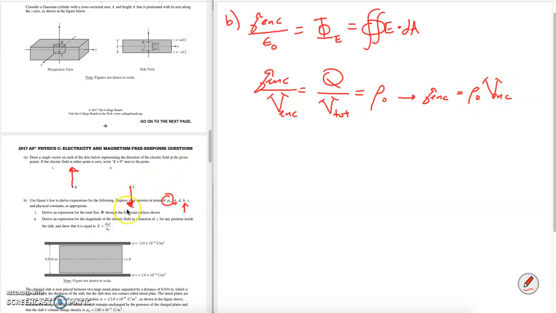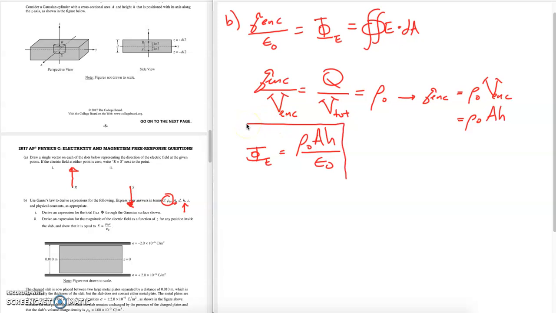Well, what's the enclosed volume? The enclosed volume is going to be the surface area times the height. So this is going to be rho, and then surface area and height, and that's the Q enclosed. So our flux is going to be the enclosed charge, which is rho naught A h over epsilon naught. And we're done. That's B part 1.